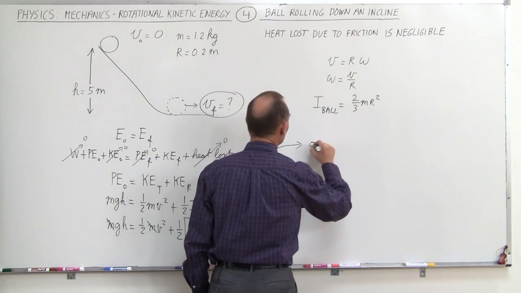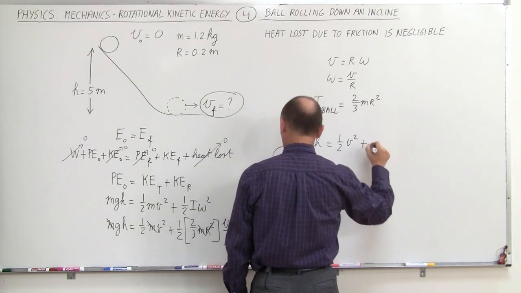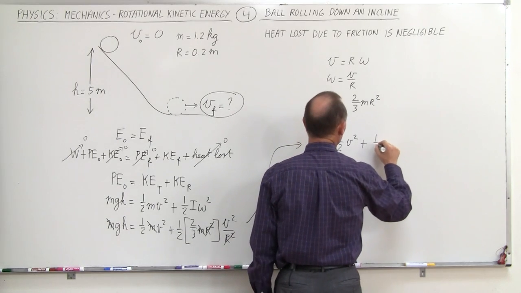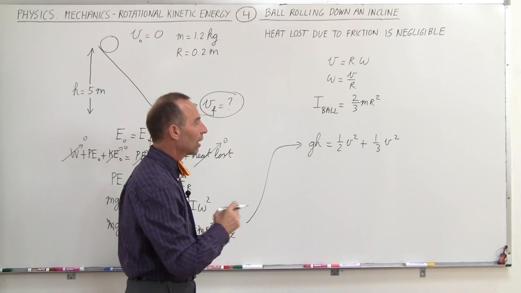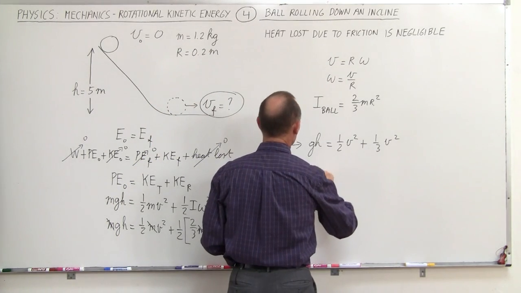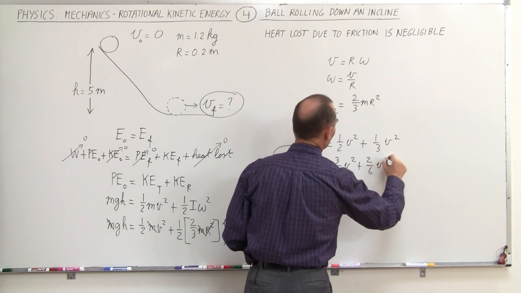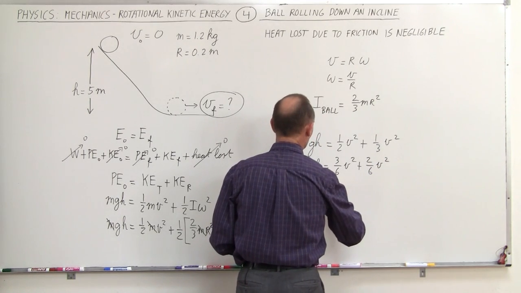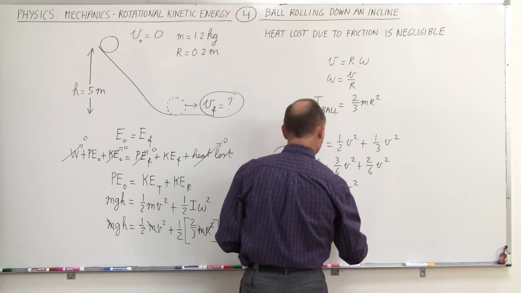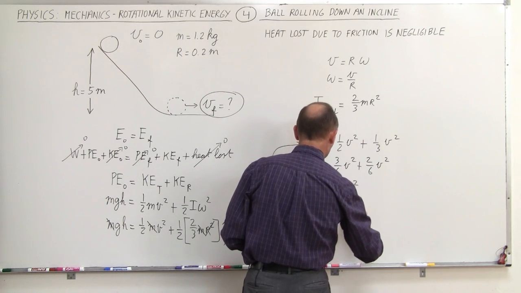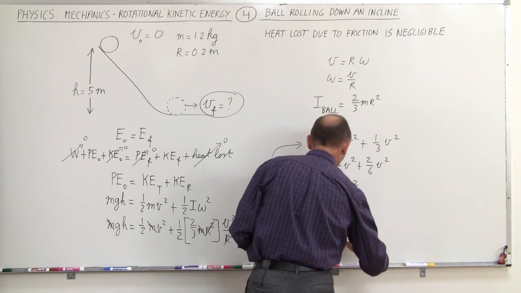On the left side, we have gh is equal to, on the right side, we have 1/2 v squared plus 1/2 times 2/3, which is 1/3 v squared. Now we have to combine the right side. The common denominator would be 6. That means we can write gh is equal to 3/6 v squared plus 2/6 v squared, which means that gh is equal to 5/6 v squared, or v squared is equal to 6 over 5 times gh, or we could say that v is equal to the square root of 6 over 5 times gh.